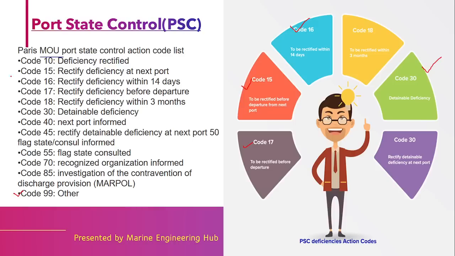Now when the deficiency is rectified, you will be given code 10. It means that what will be written first will be 17. Suppose they have given you code 17. After you have rectified the deficiency, they will write slash 10. It means it was code 17, but before departure you have rectified it, so it has been reduced to code 10. It means that the deficiency has been rectified. So like this they will write.